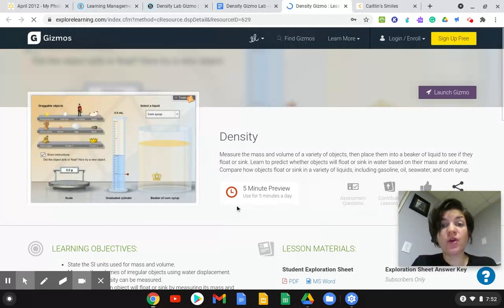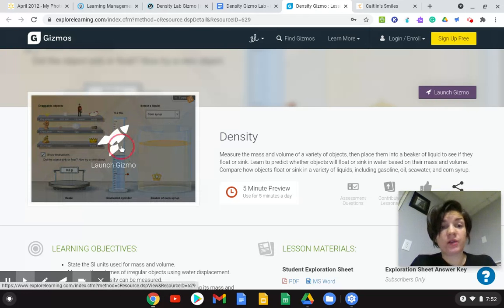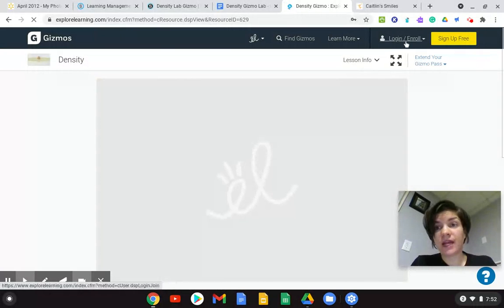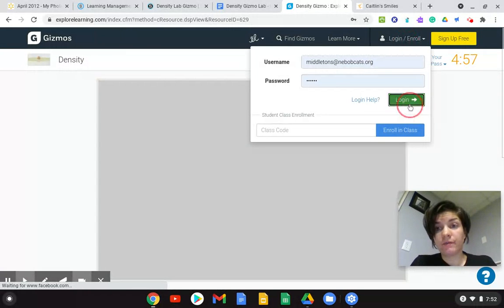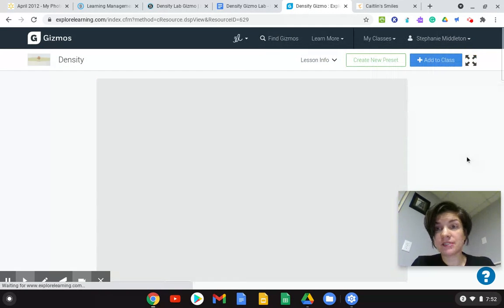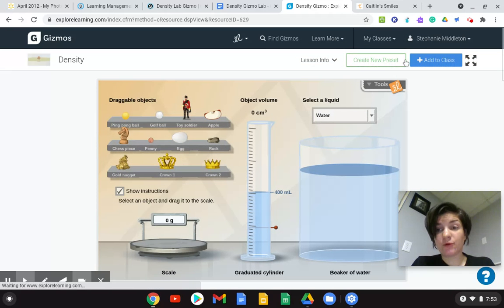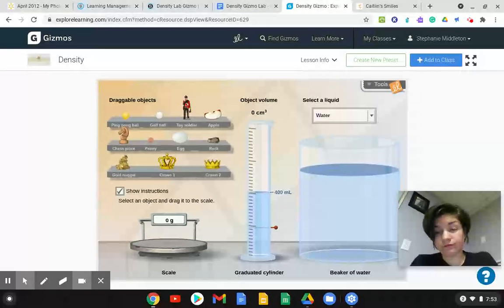There she goes. Remember, you have to log in, or you're only going to have this 5-minute preview where you can click around and then you have to refresh your screen and go for another 5 minutes, and it's really, really annoying. So you might as well launch the Gizmo and log in, because otherwise, once you log in, that timer will go away. Remember, you can email your teachers if you forget your username and password.